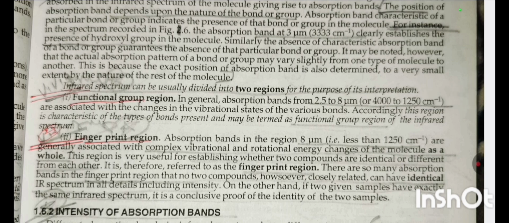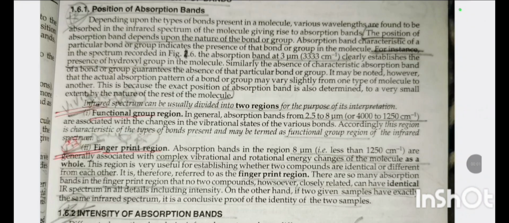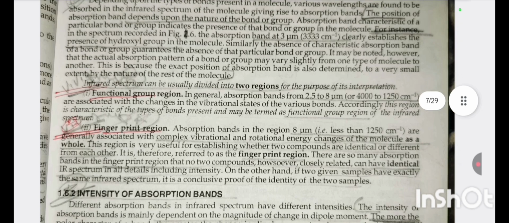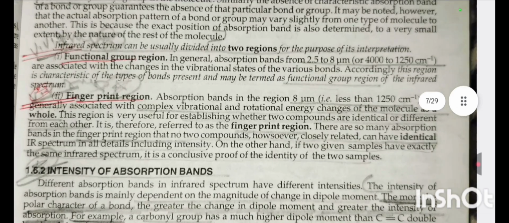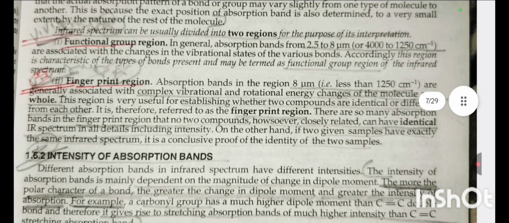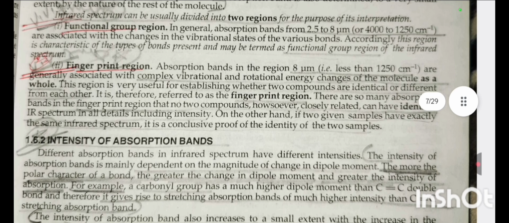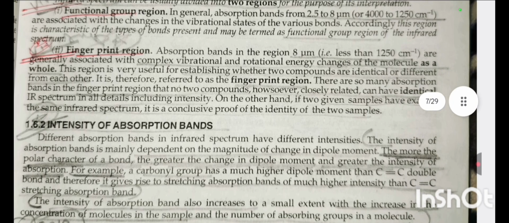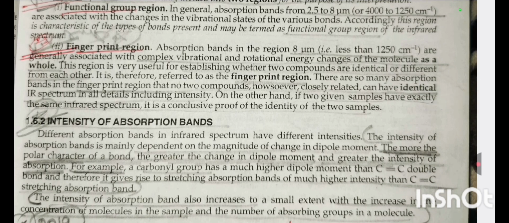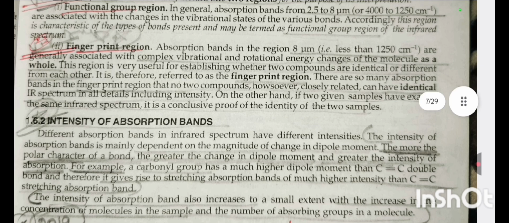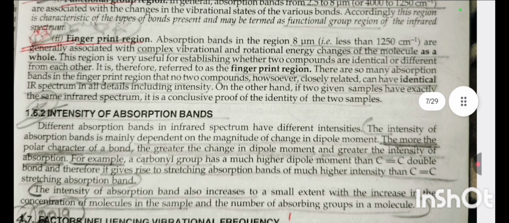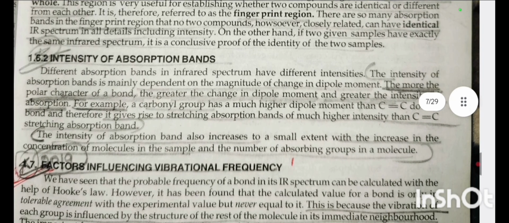Infrared spectrum can be visually divided into two regions: the functional group region and the fingerprint region. Functional group region. In general, absorption bands from 2.5 to 8 micrometer are associated with changes in vibrational states of various bonds. This region, being characteristic of the types of bond present, may be termed the functional group region. Fingerprint region. Absorption bands in the region of rotational changes of a molecule as a whole is known as the fingerprint region.